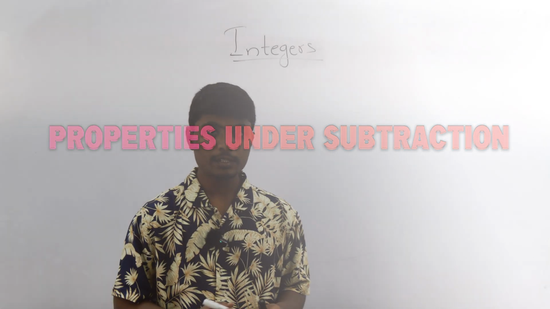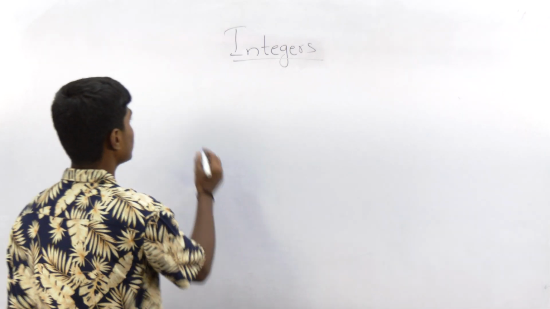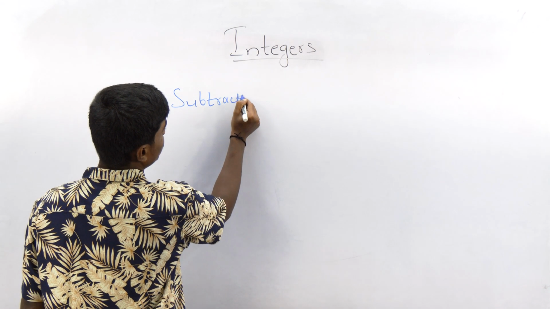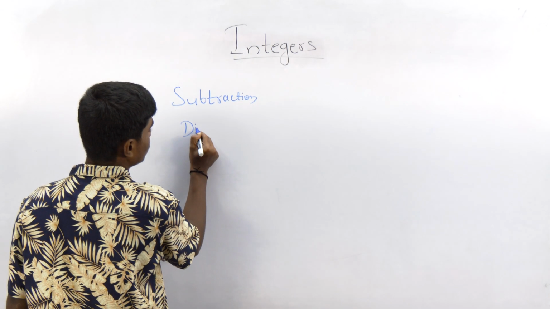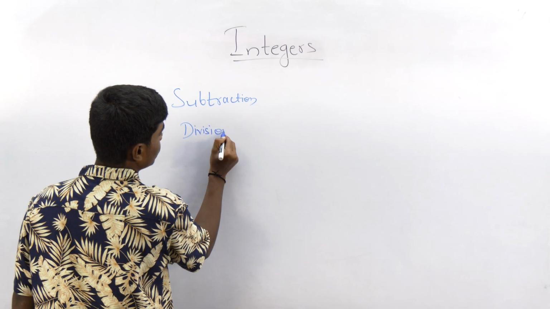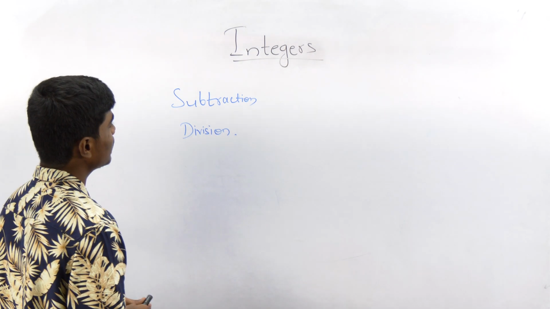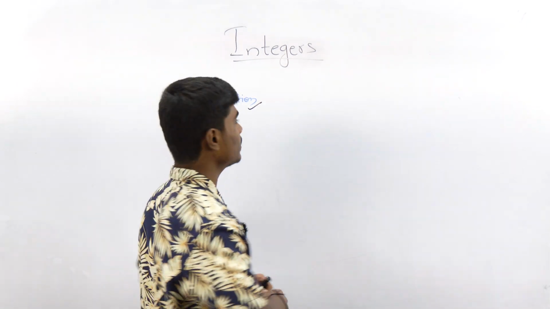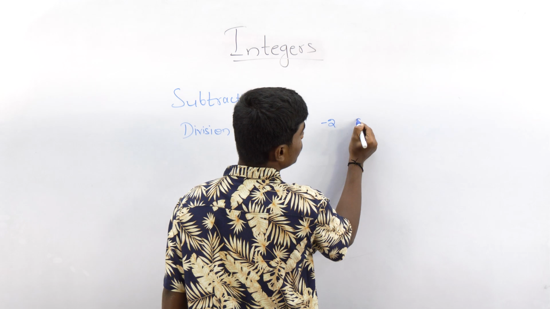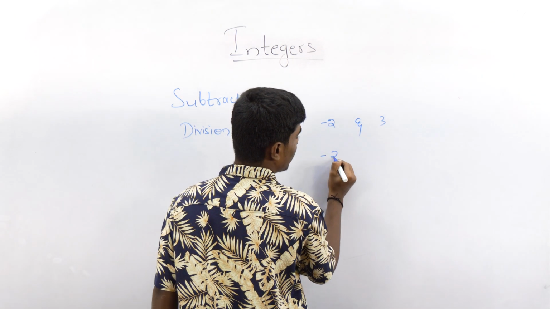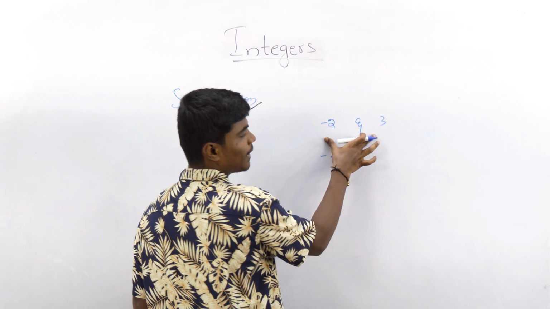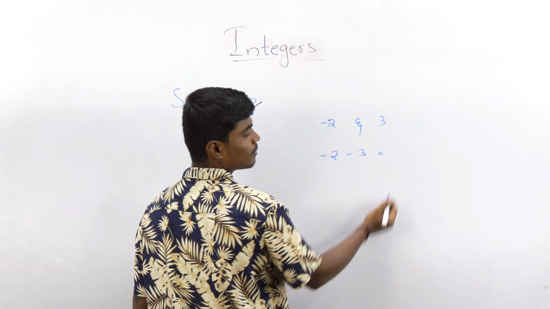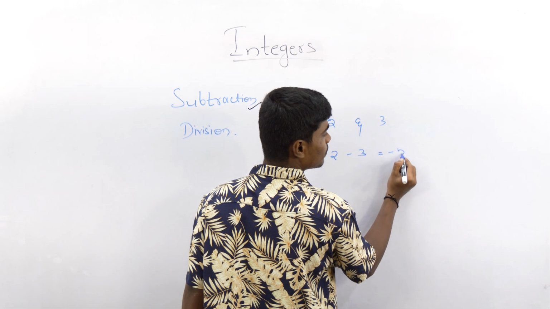Now let's move to the other operations, subtraction and division. First let's take subtraction. Let's take two integers, -2 and 3. We have to subtract these two integers. So -2 minus 3 is -5.